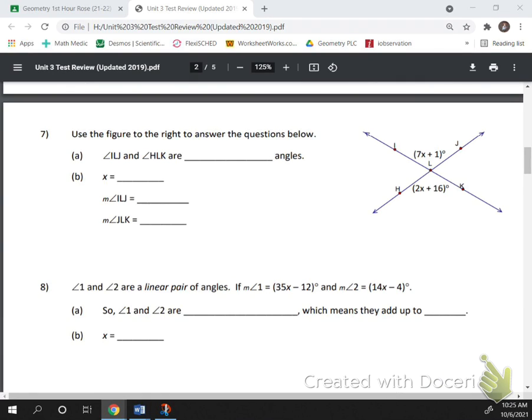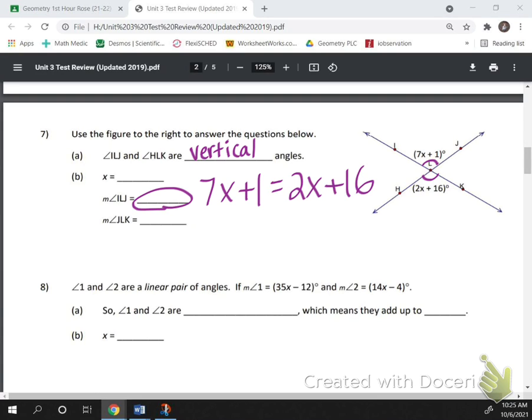Okay, 7A. These two angles are what? What's the relationship? Vertical. They're vertical to each other. It means they're congruent. They're vertical angles. How would I set this up to solve? What equation would I write? Yeah, 7x plus 1 equals 2x plus 16, and you should solve. Don't forget to plug in x for each expression and tell the degrees. So that's how you start 7.